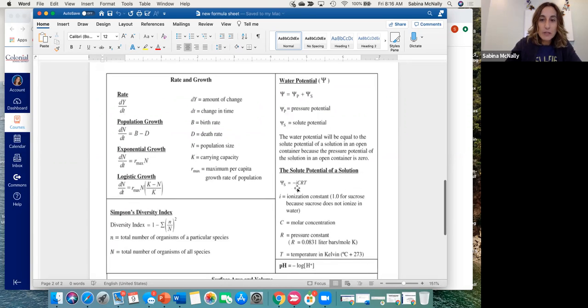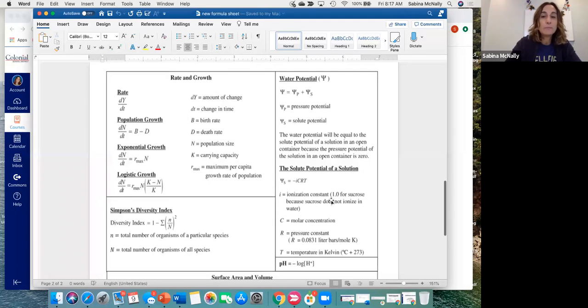Solute potential is equal to negative iCRT. i equals the ionization constant. Because sucrose, and most of these problems are dealing with sucrose, is not a salt and is not an ion, it's going to be one. It acts as one particle. If this were sodium chloride, NaCl, that would dissociate and act as two particles. So i would be two in that scenario.